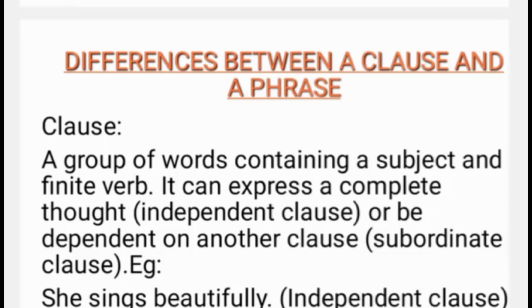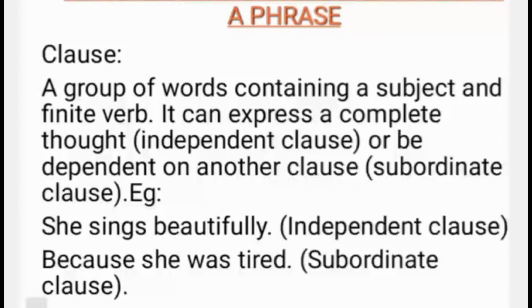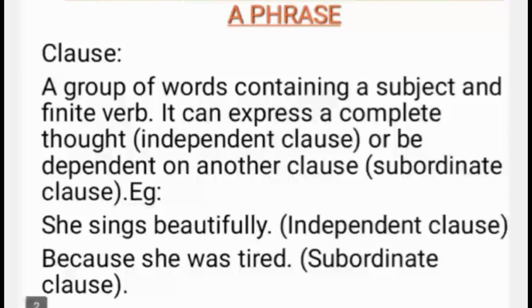A clause is a group of words containing a subject and a finite verb. It can express a complete thought, an independent clause, or be dependent on another clause, known as a subordinate clause. When a clause expresses a complete thought, it is known as an independent clause. But when a clause expresses an incomplete thought, it is known as a dependent or subordinate clause.